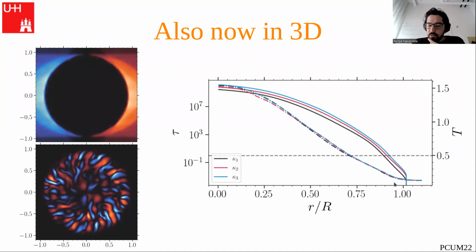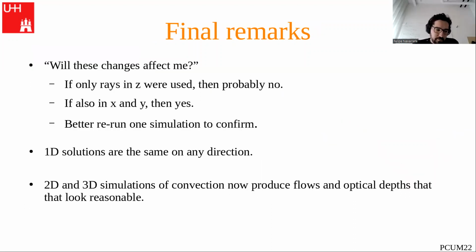So it looks like this has been fixed, because the 1D runs produce the same result independently of the direction of the ray. And also the 2D and 3D runs of stellar convection show a pattern that is actually found in simulations that don't use the radiative transfer equation, but the diffusion approximation.